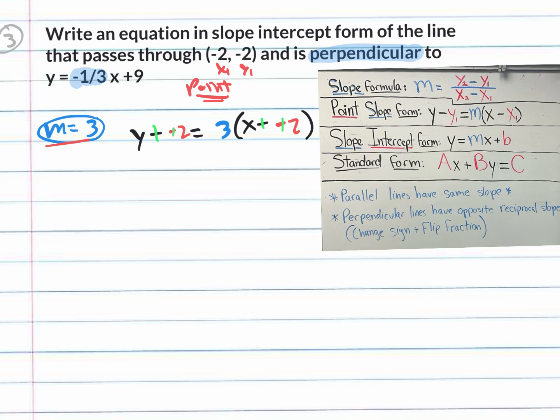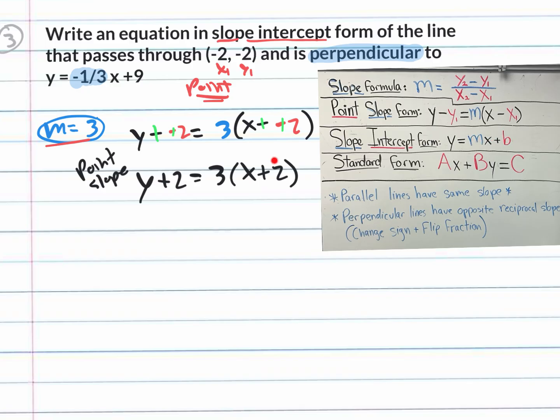And if it said write it in point slope form, you would leave it y plus 2 equals 3 parentheses x plus 2. This would be your point slope form. But obviously, they're not asking for point slope form. They're asking for slope intercept. And what is slope intercept? Slope intercept is y equals mx plus b.